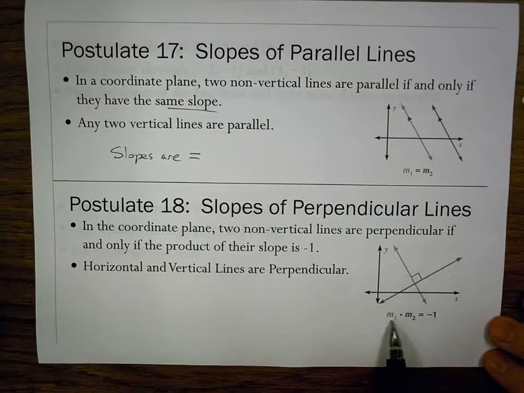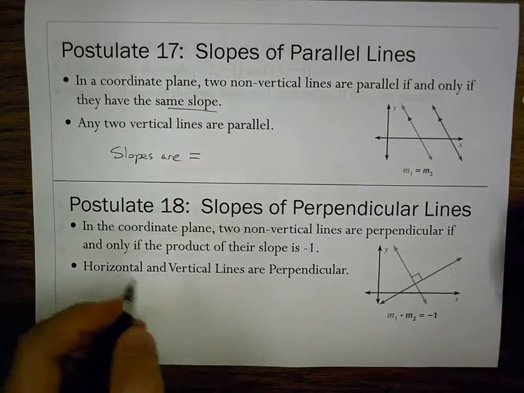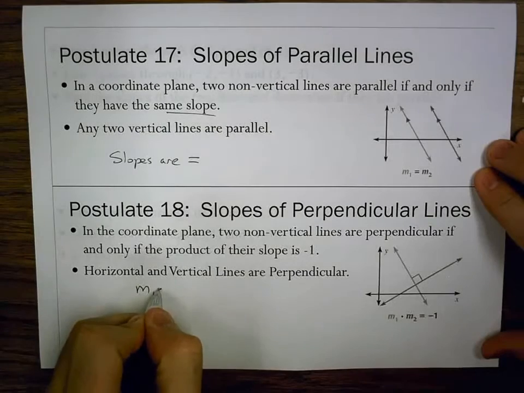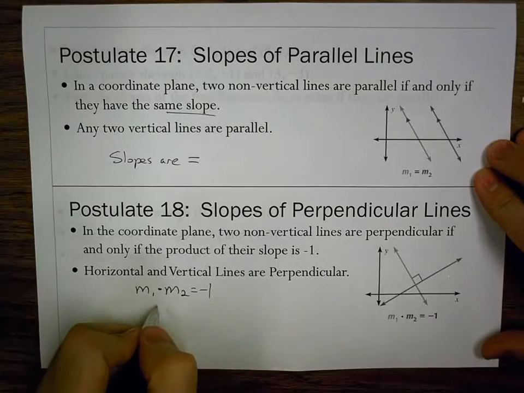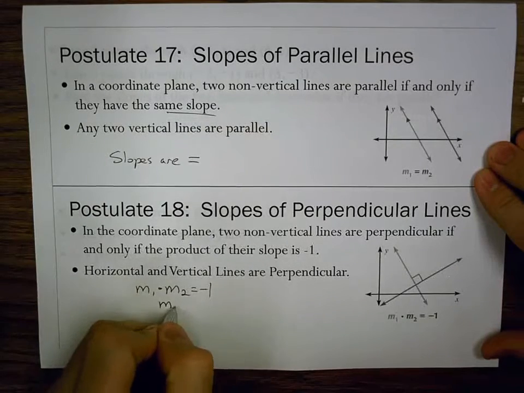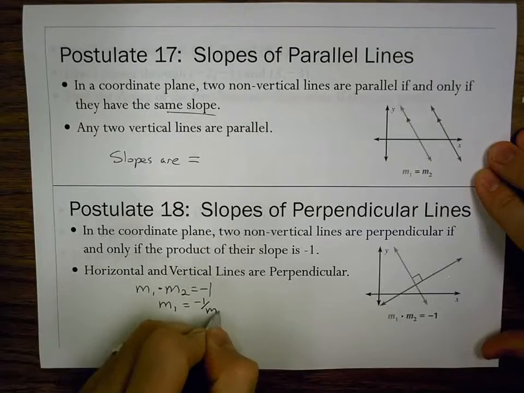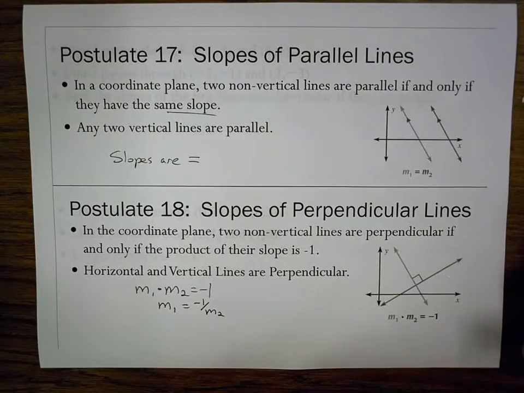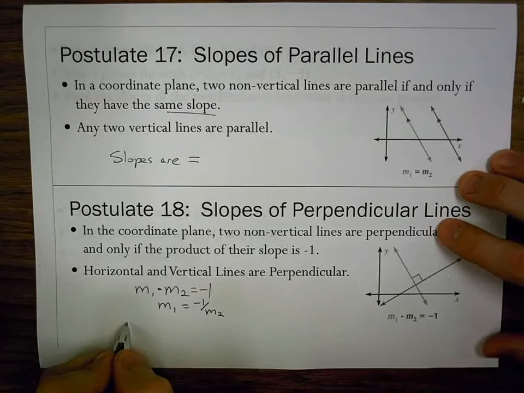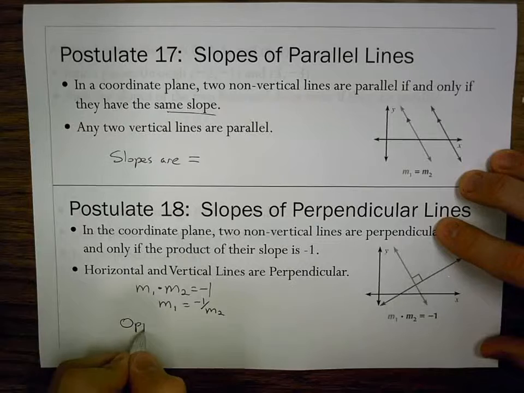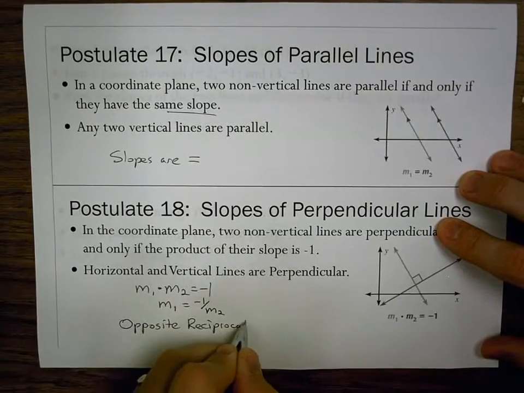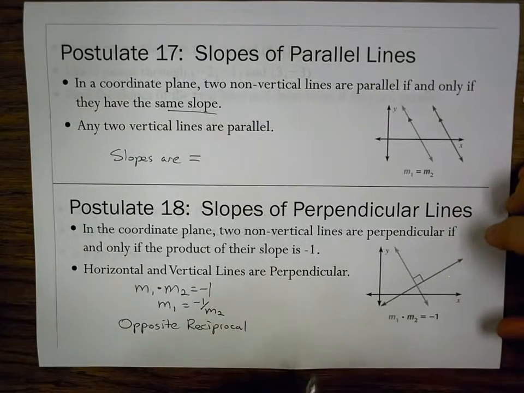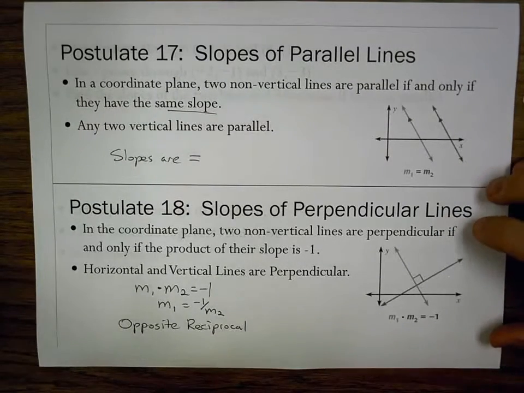For perpendicular lines, though, two non-vertical lines are perpendicular if and only if the product of their slopes is negative 1. So here I'm saying if I multiply my two slopes, I get negative 1. Well, let's take maybe a little different look at that. So this is what I have. I'm going to divide both sides by the slope of line 2, and I get this. So the slope of 1 is equal to negative 1 divided by the slope of 2. And this actually brings up a term. We could call this the opposite reciprocal. The opposite reciprocal of one slope will be its perpendicular slope.